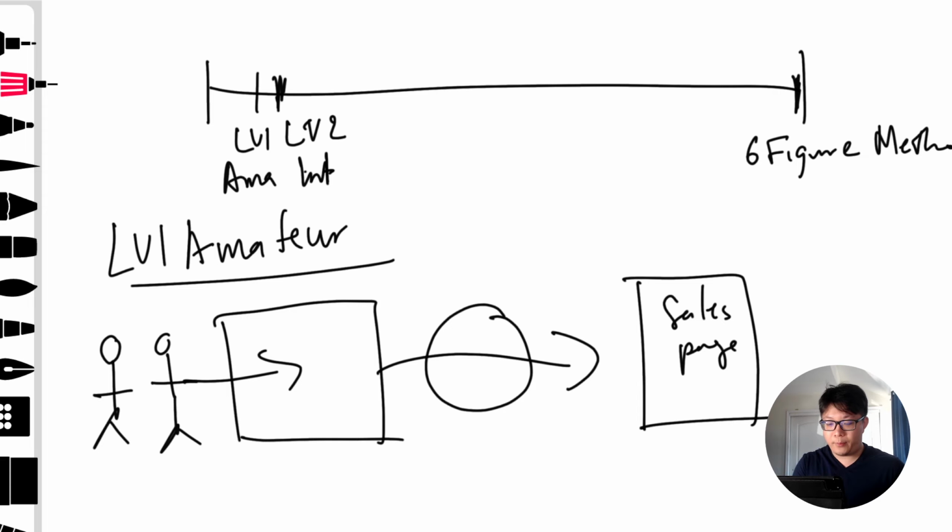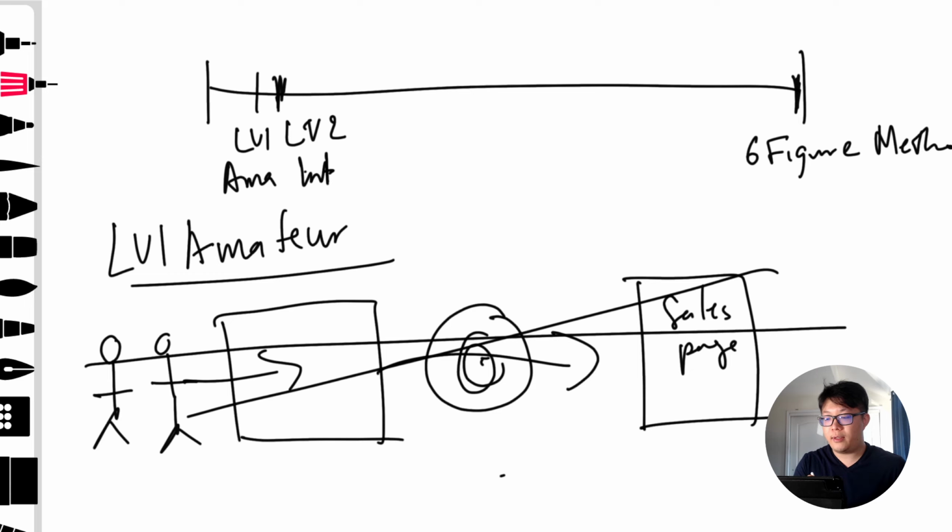If you drive people to a sales page, they won't buy anything, because people don't want to be sold to. And you can't really reach them anymore because this piece here is missing. There's nothing to capture their information. And that's why level one amateur is no good.